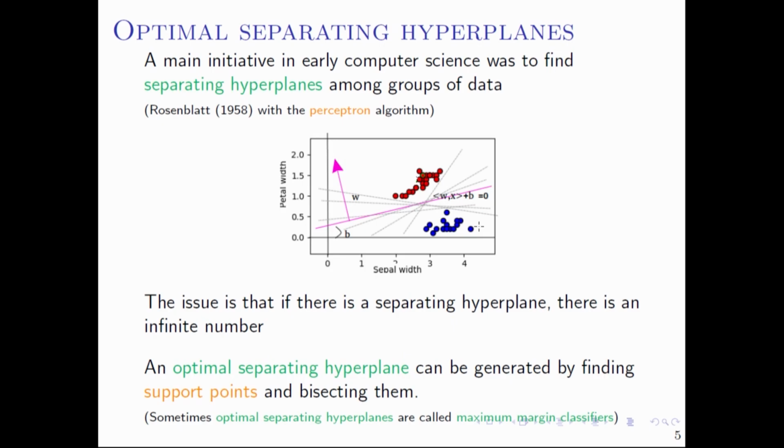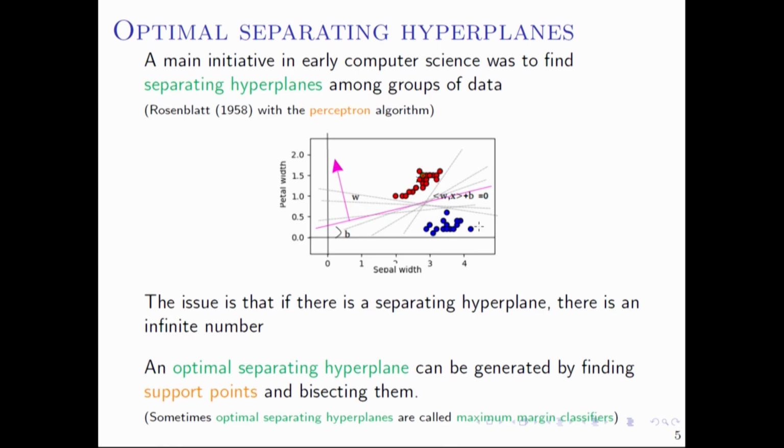Now if you think about these two classes, we can have lots of separating hyperplanes, or for 2-dimensional plots, a line. And we can have an infinite number of W's which can separate these two data sets when they are linearly separable. So first we will deal with the data sets which are linearly separable, so that there exists a hyperplane which separates these two data sets. Now which one to choose? Which one is better? The optimal separating hyperplane can be generated by finding the support points and bisecting them.